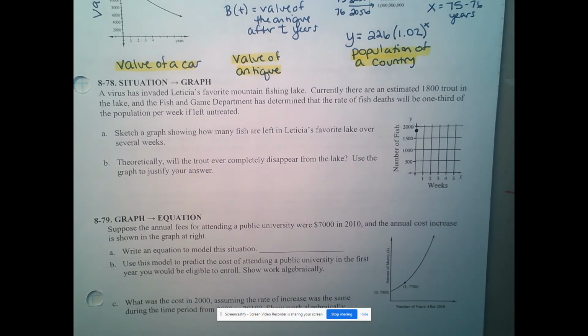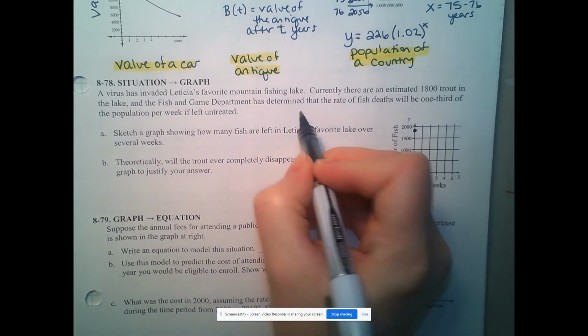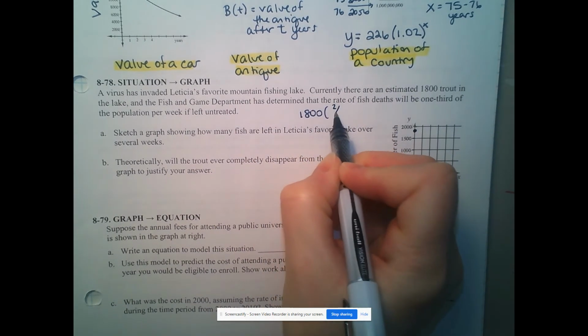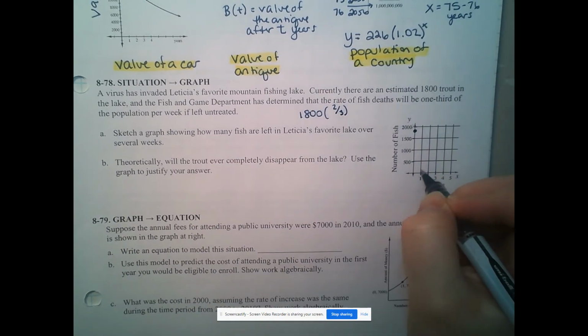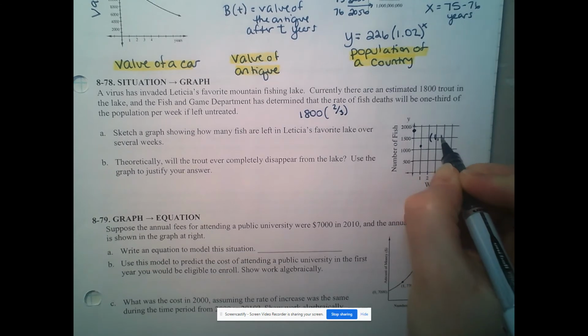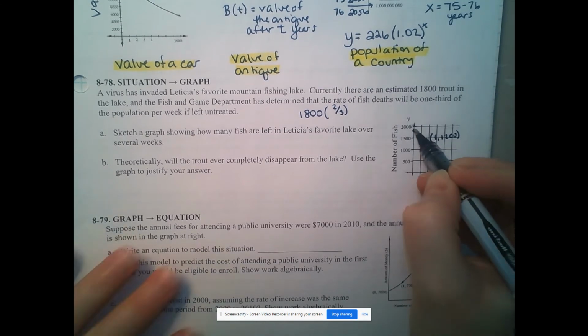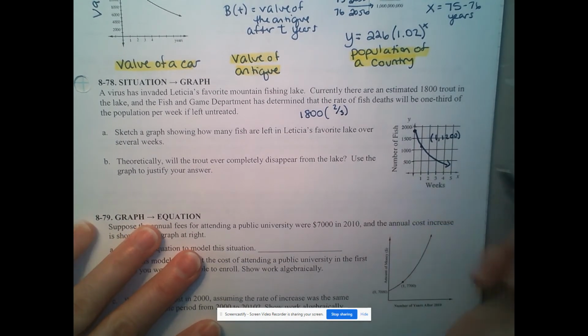Well, if we lose 1/3 of the population, that's the same as keeping 2/3. So you might do something like 1,800 times 2/3. And 2/3 of 1,800 is 1,200. So when you went over to 1, you might be at 1,200. And then you would just keep going and you would get sort of that downward curve.